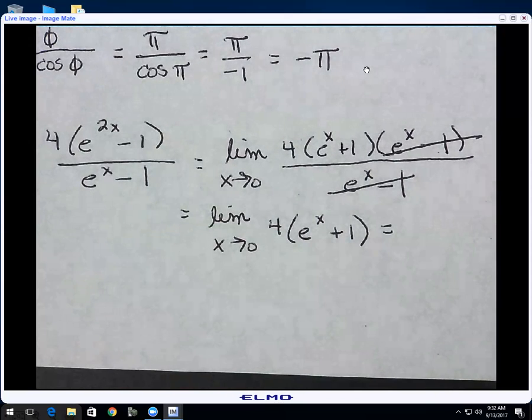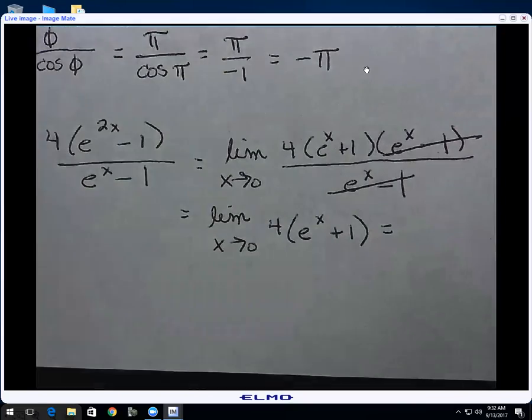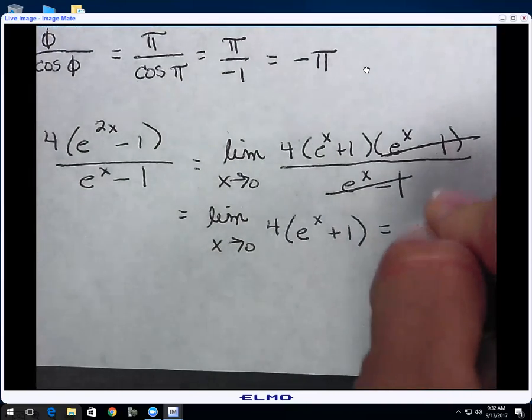Is that a limit you can evaluate by direct substitution? What is it? It's 8. How cute is that? Just adorable.